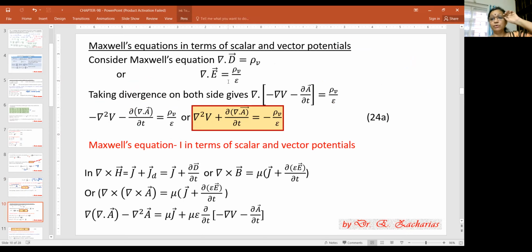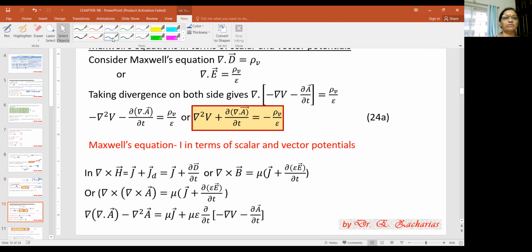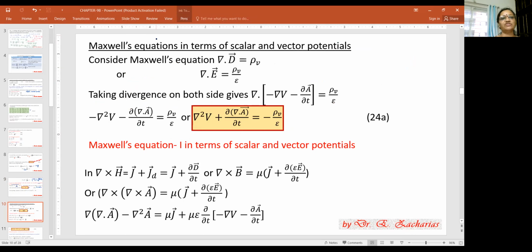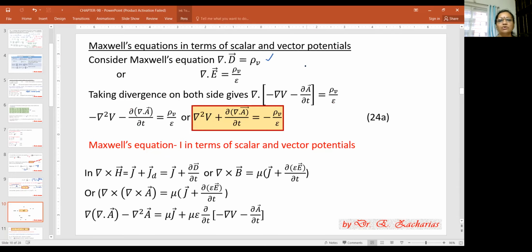So next we are going to write Maxwell's equations in terms of scalar and vector potentials. You know the four equations which were written either in terms of H, E, B or D. So these equations we are now going to write in terms of scalar and vector potential. Let's start off with the first equation, which is your Gauss law. Del dot D is equal to rho V. Take this equation, and you know that D is equal to epsilon E. Use that, and you will get del dot E equal to rho V by epsilon.